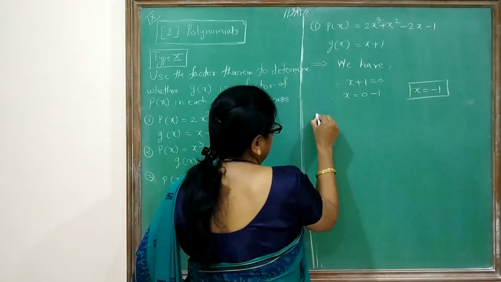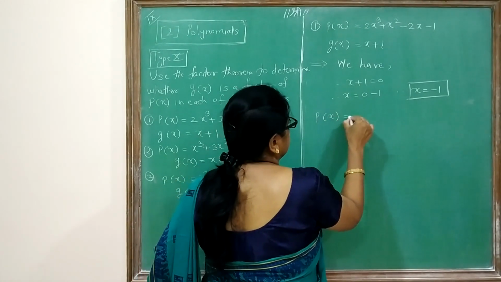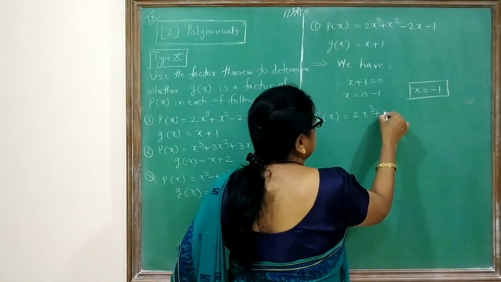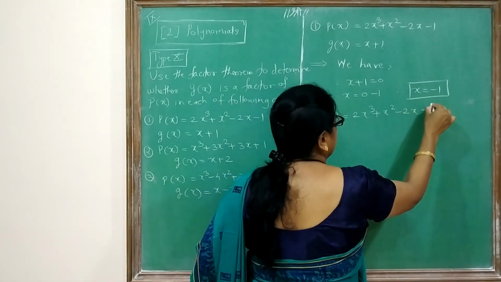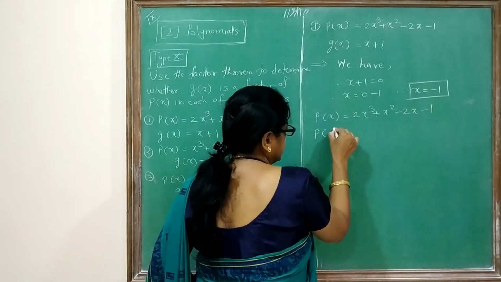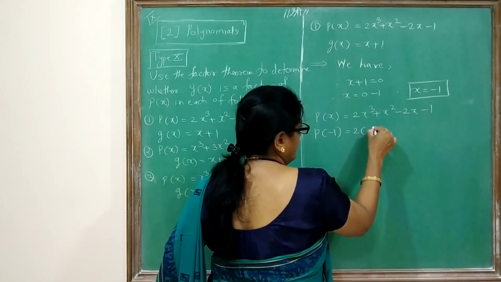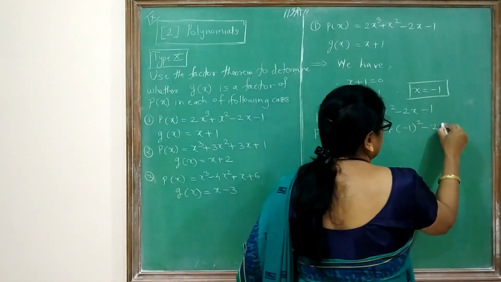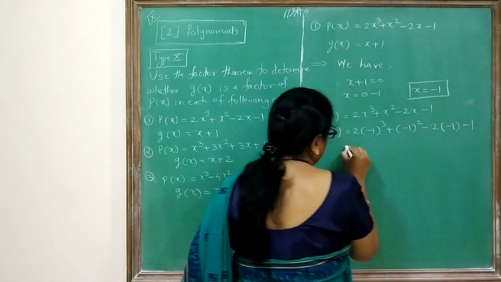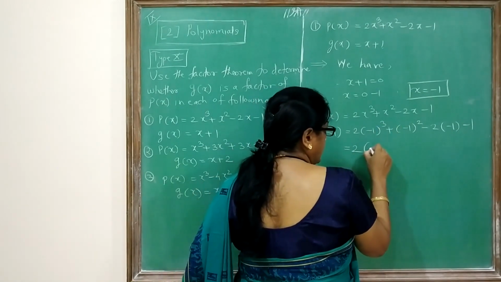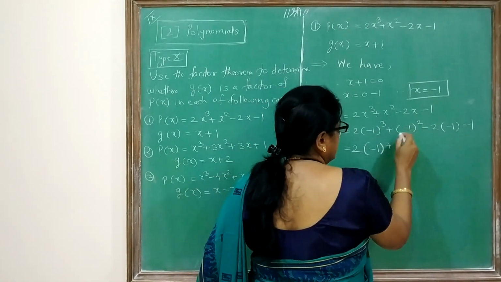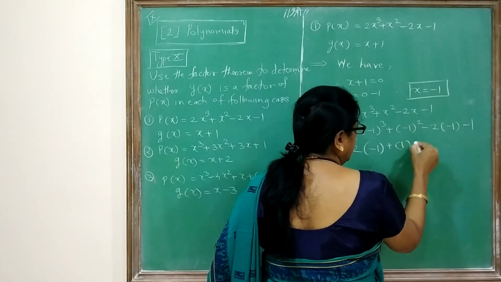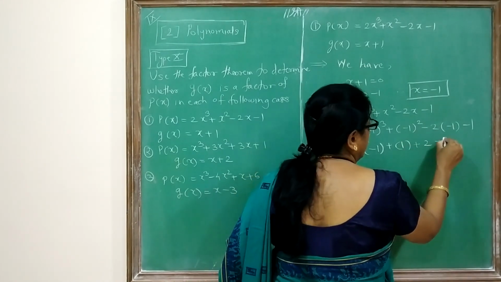Then you will write here p of x, that is 2x cube plus x square minus 2x minus 1. Put the value of x as minus 1, then 2 into minus 1 whole bracket cube plus minus 1 whole bracket square minus 2 into minus 1 minus 1. Then 2 into minus 1 whole bracket cube is minus 2, plus minus 1 square is 1, minus 2 into minus 1 is plus 2, and minus 1.